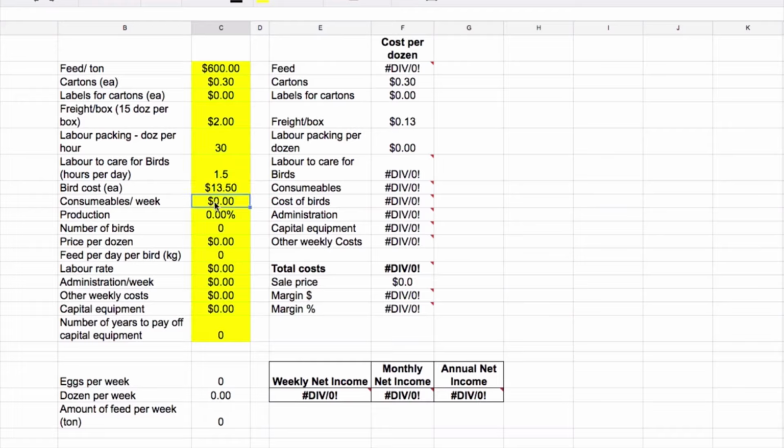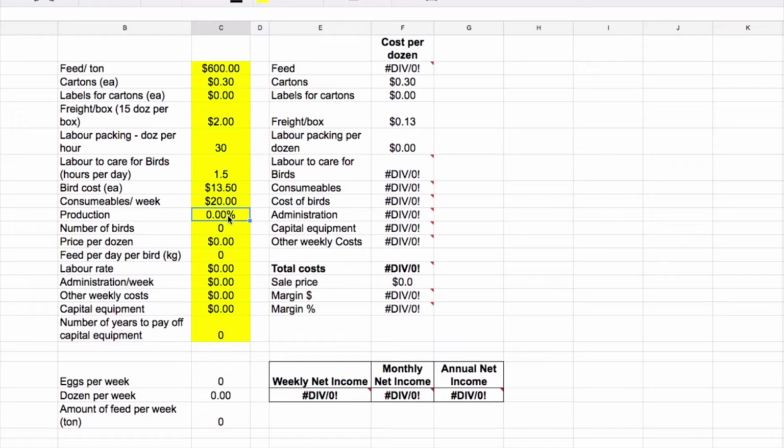Next, and these aren't in any particular order. Consumables per week. This could be sticky tape, texters like your stationery, a paper towel in your egg packing shed. These are just little consumables per week. I'm just going to put in $20 there. You might find it's $30 a week for you. You might find it's $10 a week.